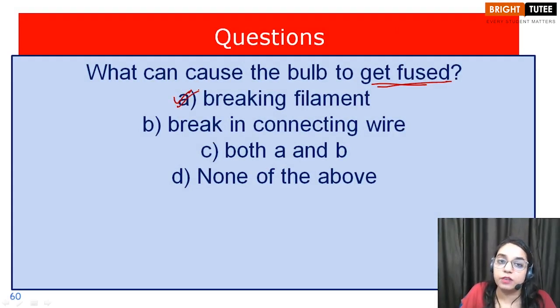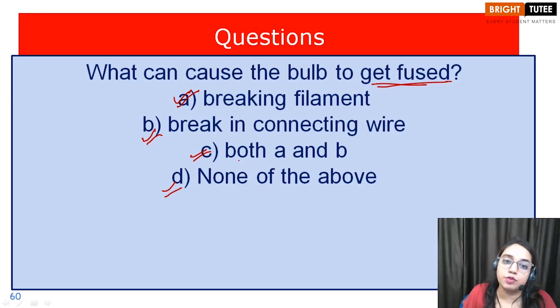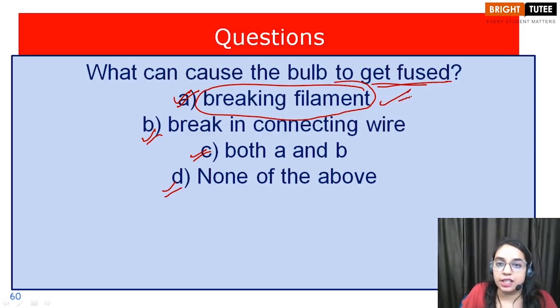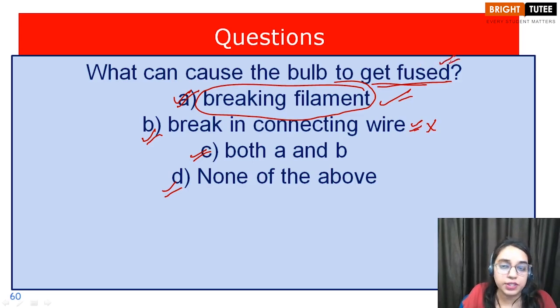So children, what is the reason that we have studied, which is the cause for the fused bulb? Is it breaking of the filament, break in the connecting wire, both A and B, or none of these? So children, we know that bulb can get fused only by breaking the filament, right children? This is the only reason we have studied. So the answer is A part. Although the bulb will not glow even when the connecting wire is broken, but this cannot be reason for the fused bulb. Okay, so we have to read the question carefully.